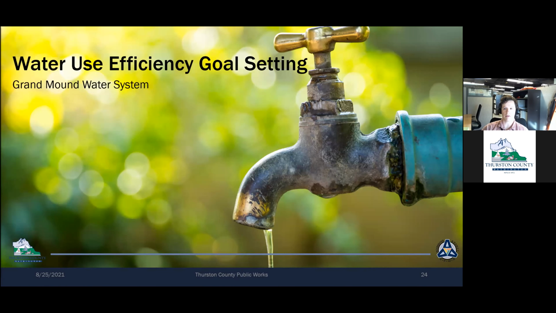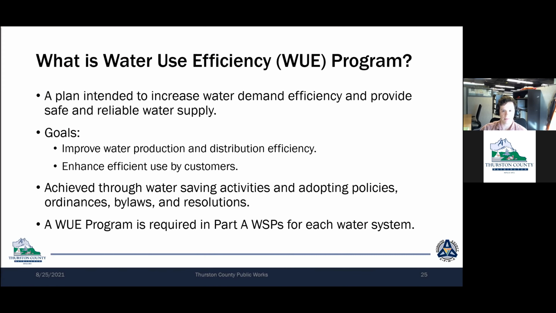So let's discuss water use efficiency goal setting for the Grand Mound water system. So what is a water use efficiency program? It is a plan that is intended to increase water demand efficiency while also providing a safe and reliable water supply. The goals of this program are to improve water production and distribution efficiency and to enhance efficient use by customers. These goals are achieved through water saving activities and by adopting policies, ordinances, bylaws, and resolutions when necessary.